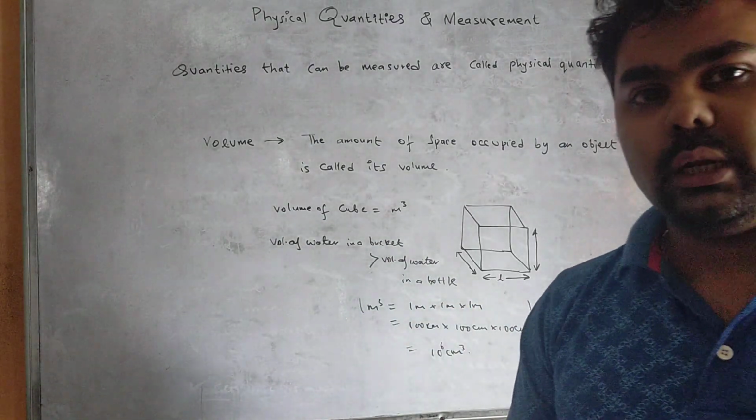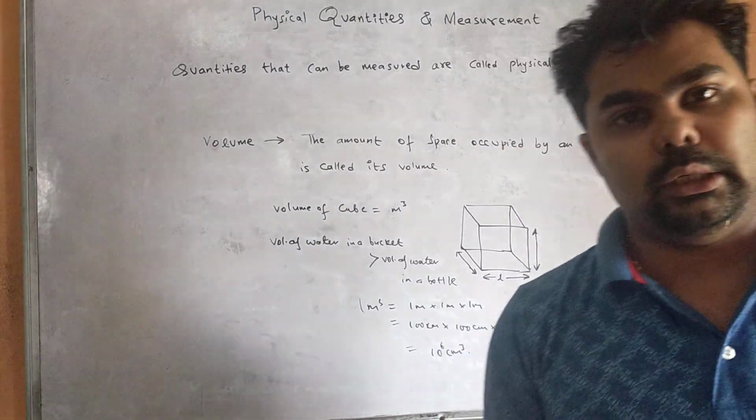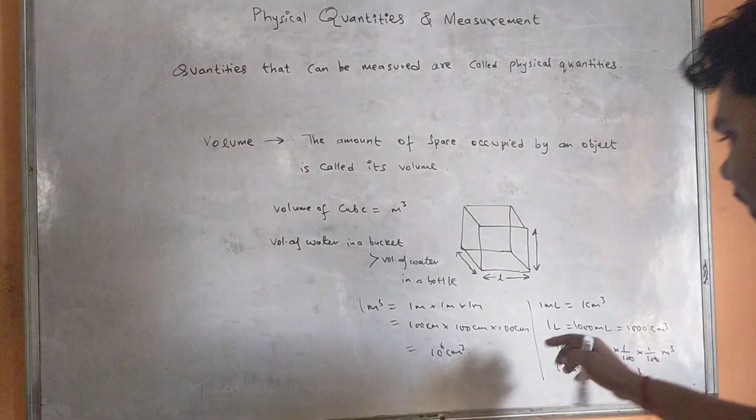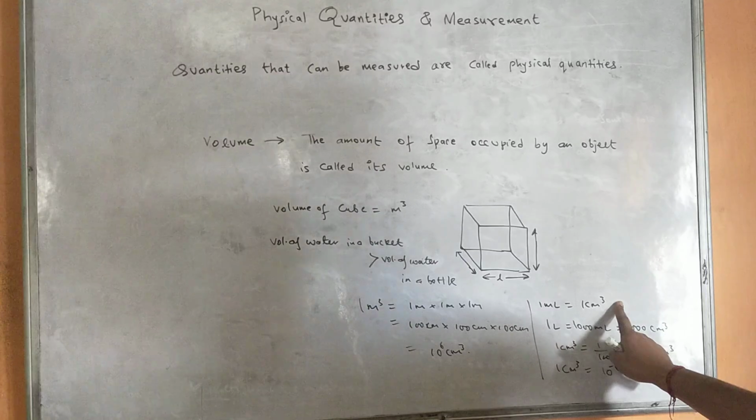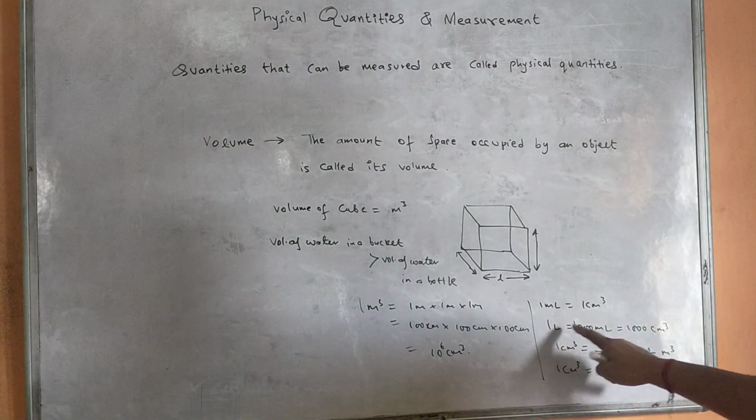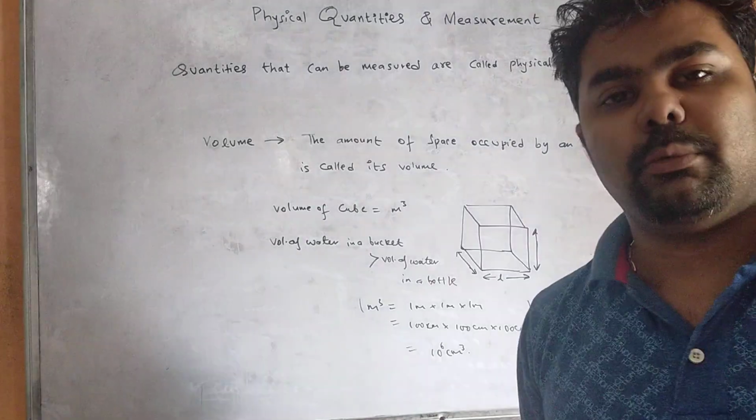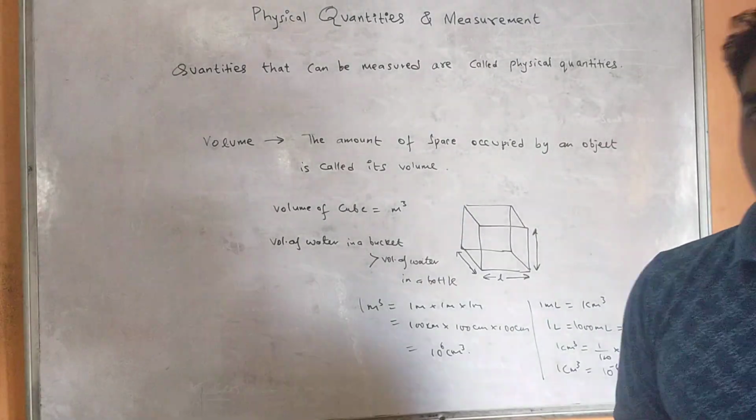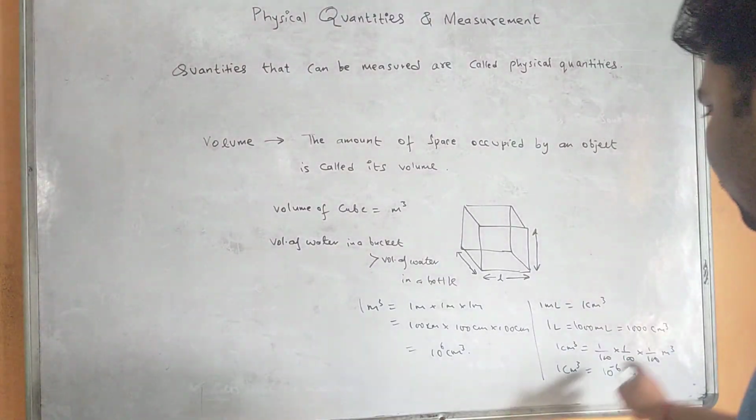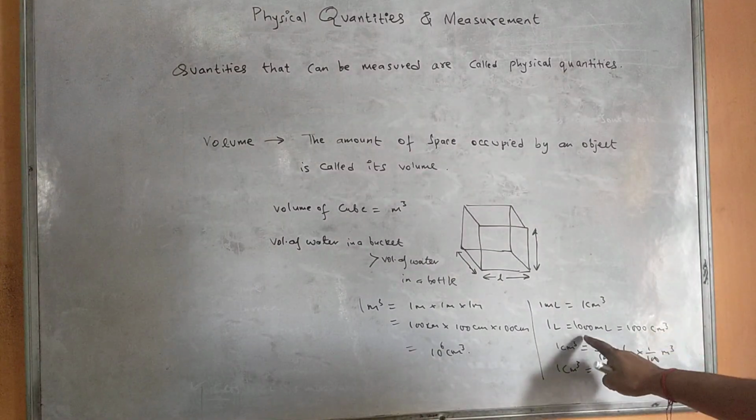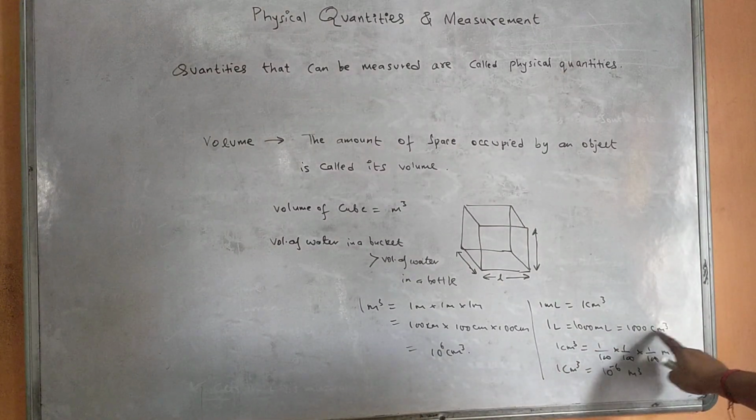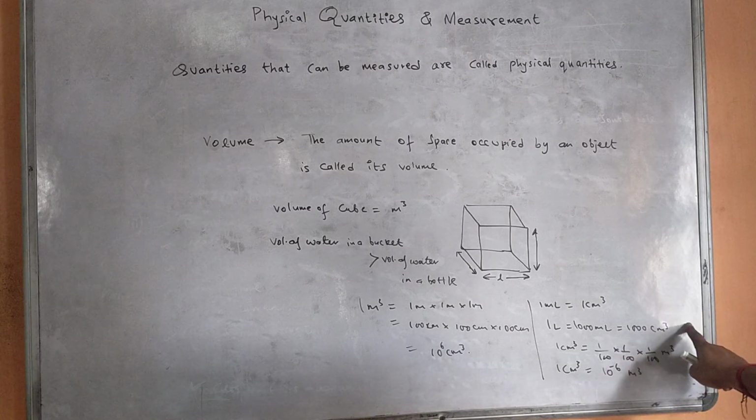Now what is the relation between milliliter and centimeter cube? Here you see 1 milliliter equals 1 centimeter cube, and 1 liter equals 1000 milliliter. So when I say I have 1 liter of water, that means I have 1000 milliliter, and 1 milliliter means 1 centimeter cube. So if you substitute centimeter cube in place of milliliter, then 1 liter will be 1000 centimeter cube.